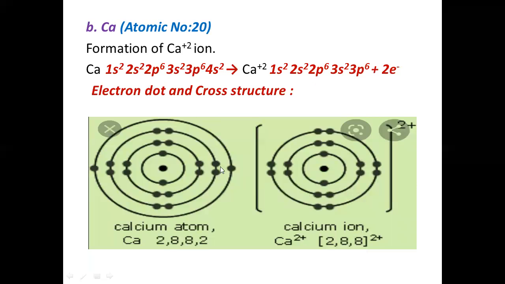Calcium has 2 electrons in the outermost shell, but after losing those 2 electrons, it will get a charge of positive 2, and you can see the calcium ion is now 2, 8, 8. It has 8 electrons in the outermost shell. In the atom it has 2 electrons, which it will lose and convert into the calcium divalent cation form.